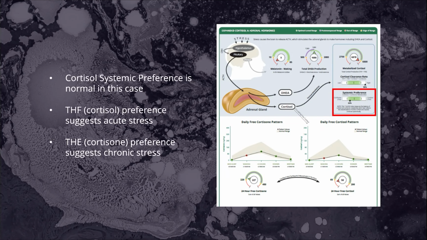The systemic preference population slider represents the relative balance between cortisol metabolites and cortisone metabolites that are formed in the liver and adipose tissues. It is normal in this case, maybe shifting a little to the left. A shift to the right towards cortisol or THF represents acute stressors and that short burst cortisol activation, while a shift to the left or towards cortisone or THE, like in this case, could represent a chronic stress kind of body adaptation to long-term high cortisol exposure.